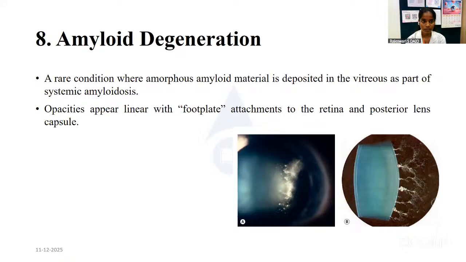Amyloid degeneration. A rarer condition where amorphous amyloid material is deposited in the vitreous as part of systemic amyloidosis. Opacities appear linear with footplate attachment to the retina and posterior capsule.